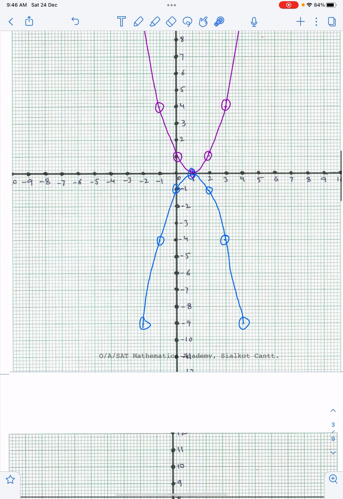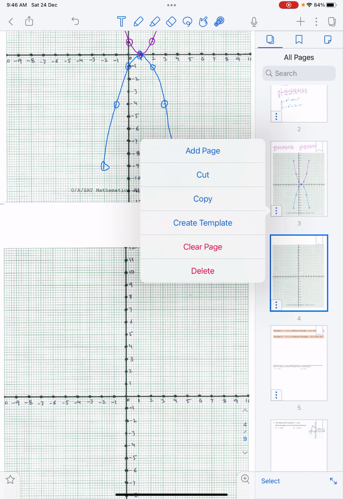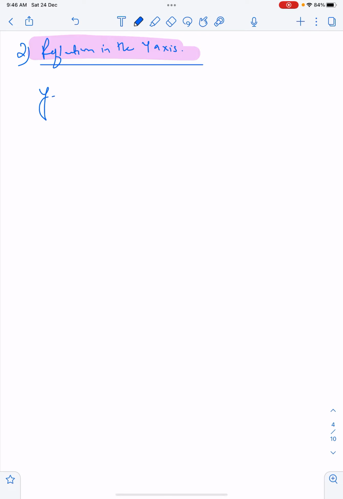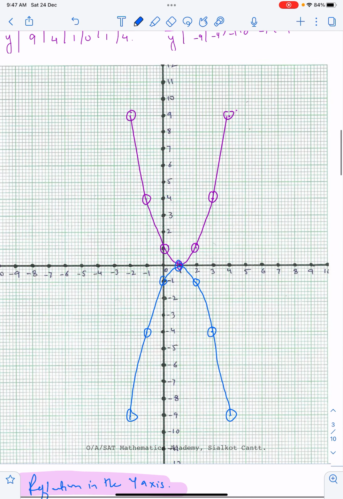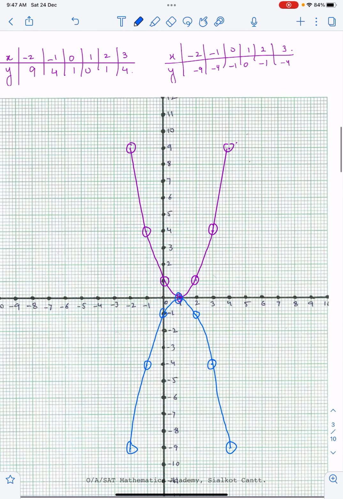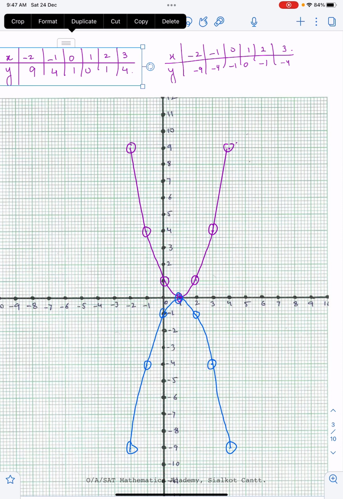Now after this we have to learn how to reflect a graph in the y-axis. Reflection in the y-axis. If I take the same example, y equals x squared minus 2x plus 1, the same graph which we have plotted here, I'm just plotting it again on the graph paper.